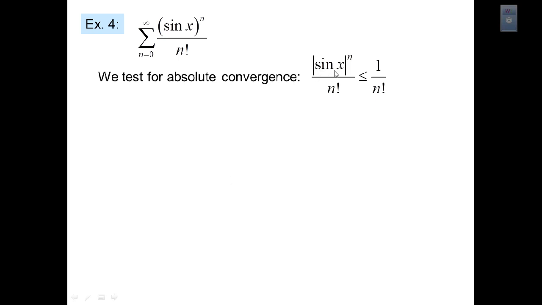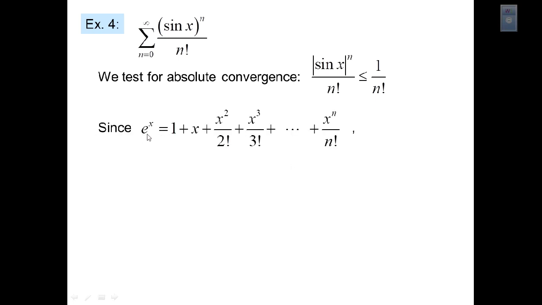Because at a maximum value, sine has a value of 1. So if its maximum value is 1, then it's never going to be greater than 1 over n factorial. Now we can say sine x to the n power is never going to be greater than 1, because if this was a fraction or a decimal raised to that n power, it's going to be smaller than 1. So that's why we can say that. At a maximum value, the absolute value of sine x is going to be 1, and 1 to any power is going to be 1. So sine x to the n over n factorial is always going to be less than or equal to 1 over n factorial.